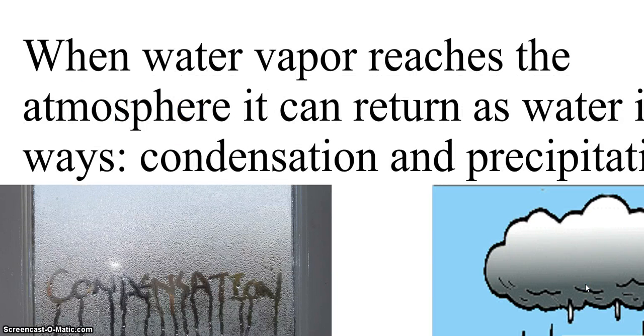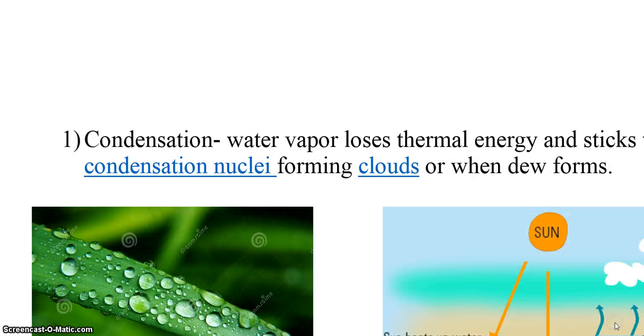When water vapor reaches the atmosphere, it can return as water in two ways: condensation and precipitation. Condensation is when water vapor loses its thermal energy and sticks to condensation nuclei forming clouds, or when dew forms. At this point, you want to pause, you want to look at the cloud formation video, and you want to look here in this YouTube video on cloud formation.